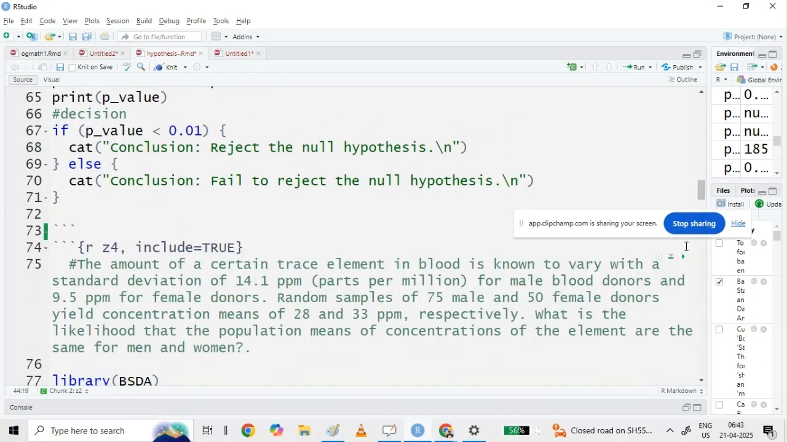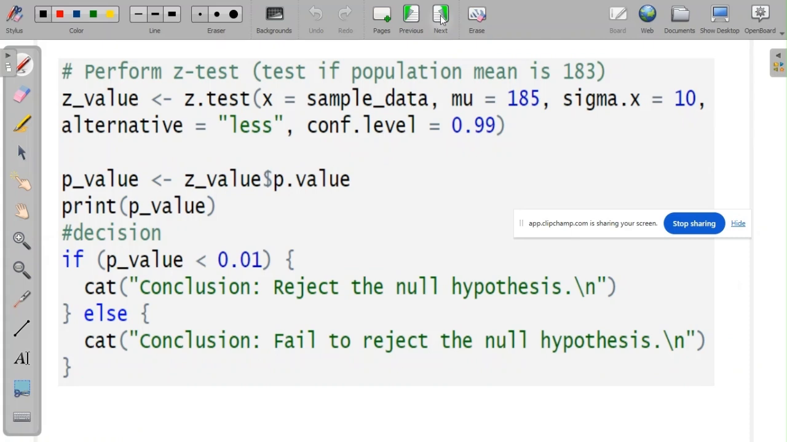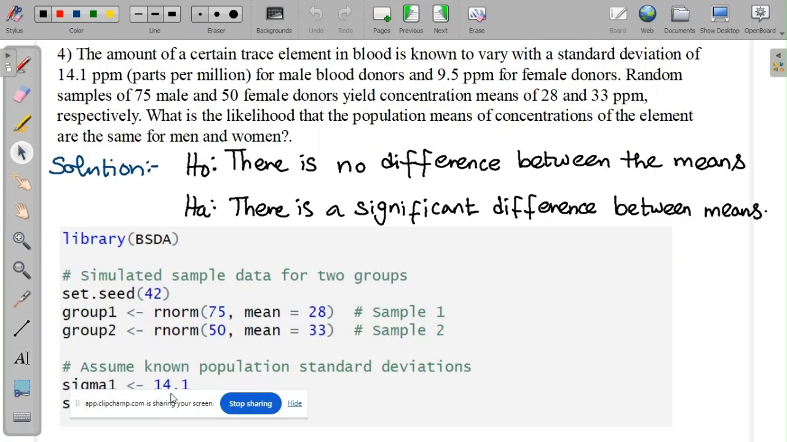All right, we have one last problem in the large samples. The next problem will check if there is a significant difference between two sample averages. The amount of a certain trace element in blood is known to vary with a standard deviation of 14.1 parts per million for male donors, 9.5 parts per million for female donors. Random samples of sizes 75 and 50 gave us averages of 28 and 33 parts per million. What is the likelihood that the population means are the same for men and women?